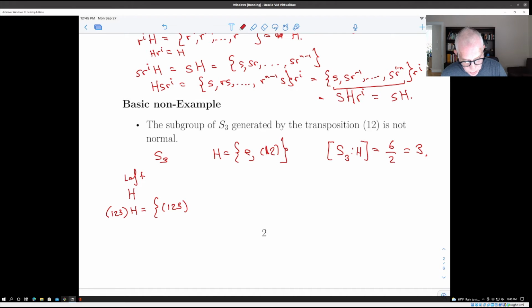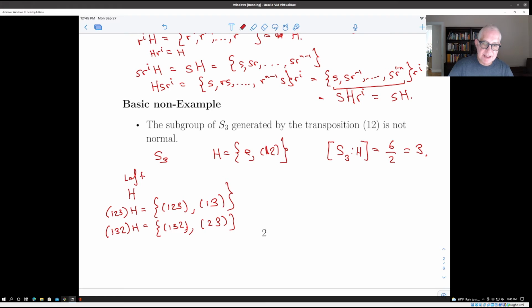So let's work that out. 1 goes to 2 goes to 3, and then 3 goes to 1. And then the other coset we can get by taking (1 3 2) times H, which is (1 3 2), and then 1 goes to 2 and 2 goes to 1, 2 goes to 1 and 1 goes to 3. So those are our 3 left cosets for H. We did this back when we were talking about Lagrange's theorem and working with cosets.